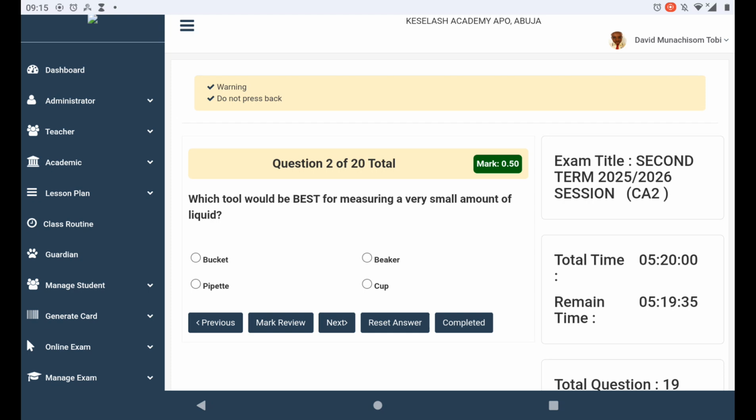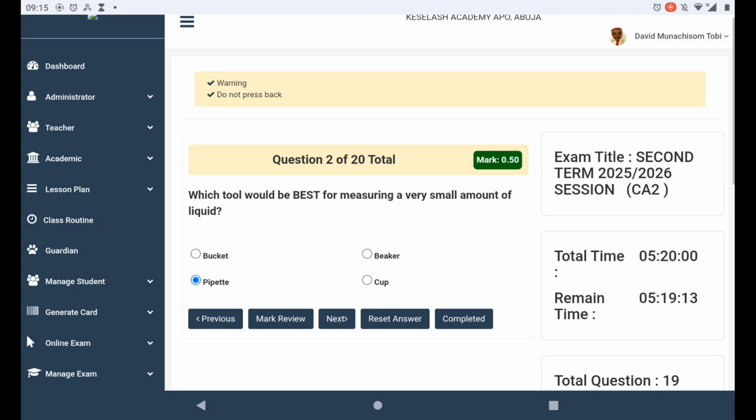And you'll see, which tool will be best for measuring a very small amount of liquid? So I think it's this one. So I'll do next. If you think it's cup, beaker or bucket, you just comment down below. So I'll press next.